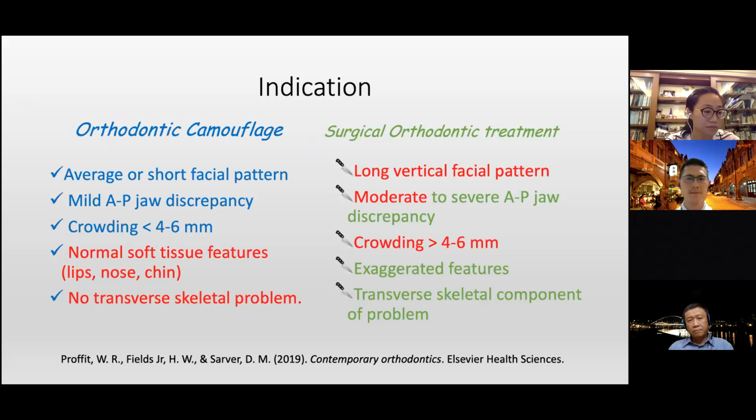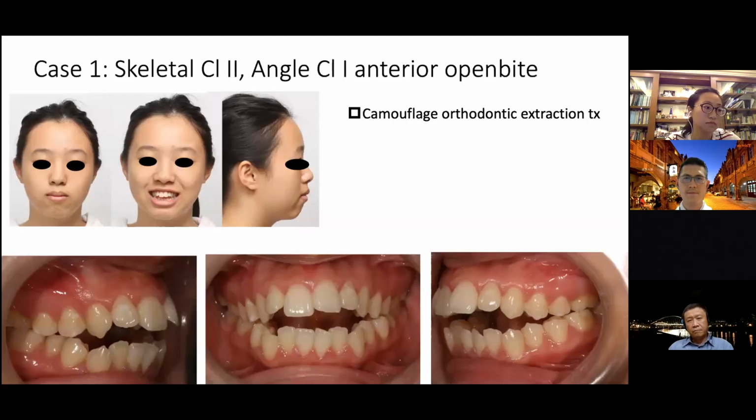According to the above general guideline, she fits 2 criteria in the blue orthodontic camouflage treatment only, and 3 in the green OGS column. So she is indeed one of the borderline cases. First, we recommended that the patient receive OGS treatment to correct both the skeletal class 2 relationship and the anterior open bite. However, the patient and her parents refused surgery, and they chose the camouflage treatment.